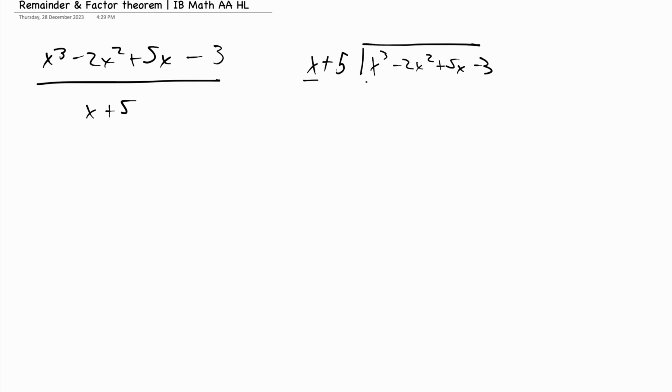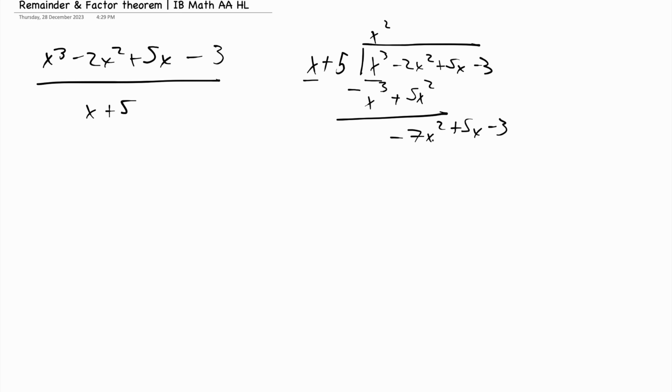If we divide the leading terms, x cubed over x would make x squared. Multiply this: x cubed, actually plus 5x squared, because we multiplied this term by this and that, okay? Then we go ahead and subtract these. So x cubed and x cubed cancel out, and minus 2x squared minus 5x squared would make minus 7x squared. And then we bring down the terms that are left over.